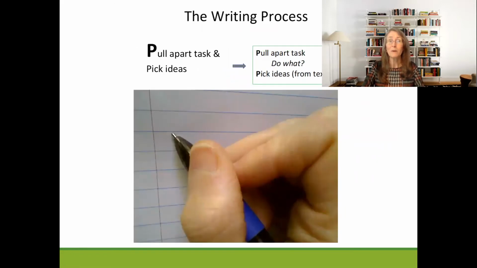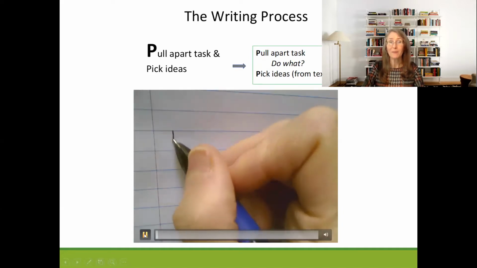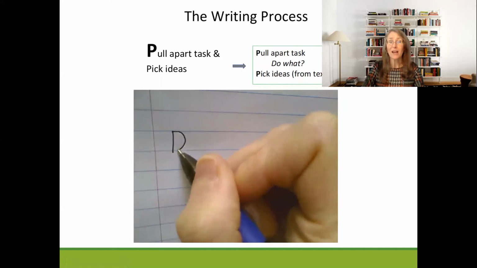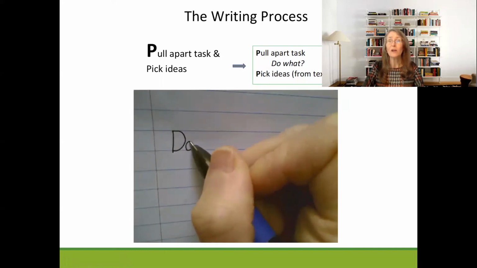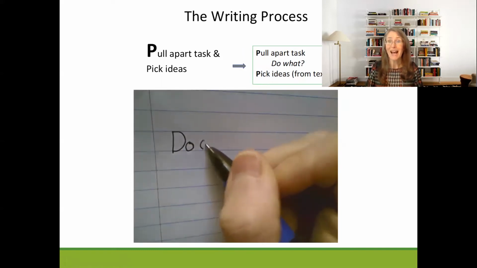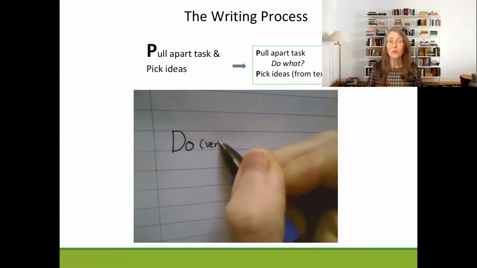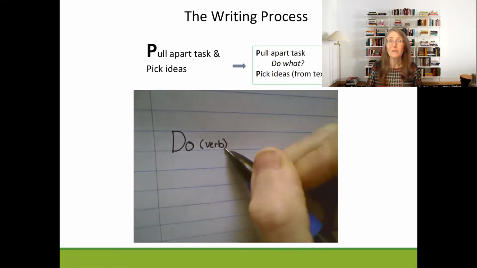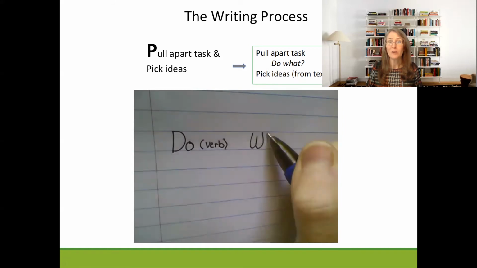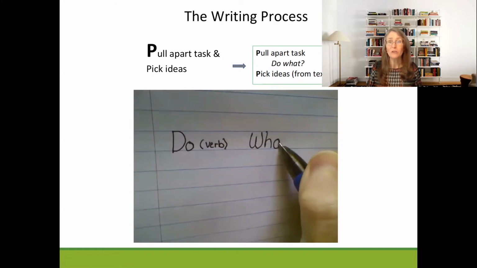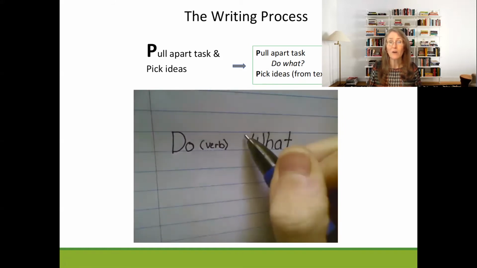First, you want to pull apart the prompt or the task. And you would do that with a trick called Do What. So Do What is a strategy that you use that helps you understand what the prompt is really asking of you. So the Do would be the verb. So our prompt right now is describe the traits of the lion. So the Do, the verb, would be describe.